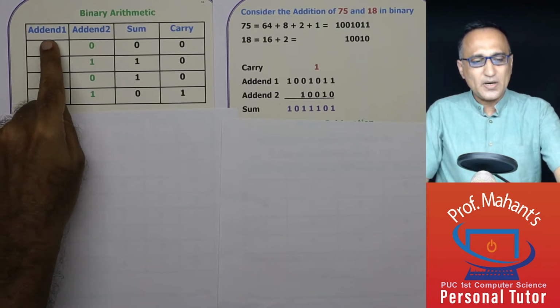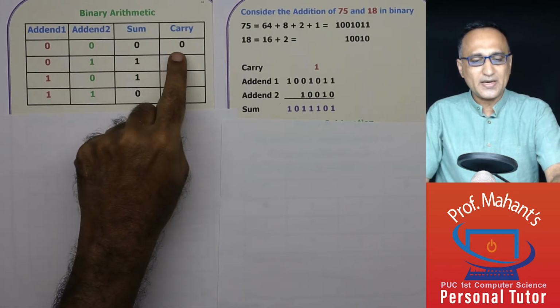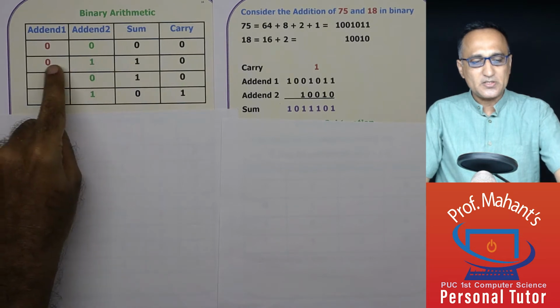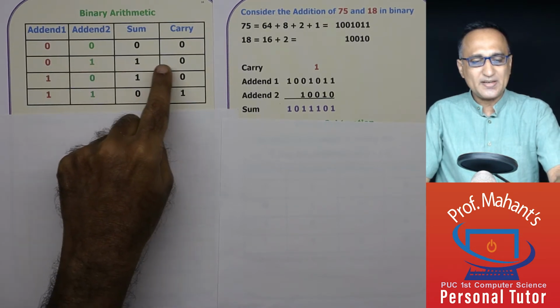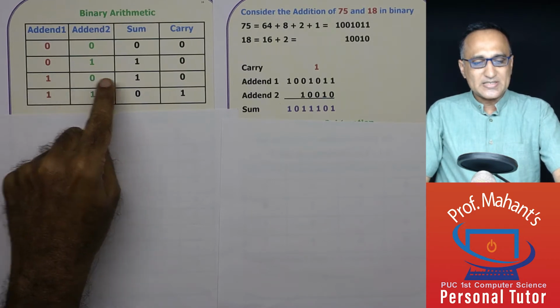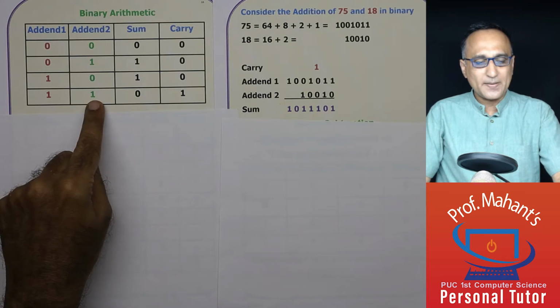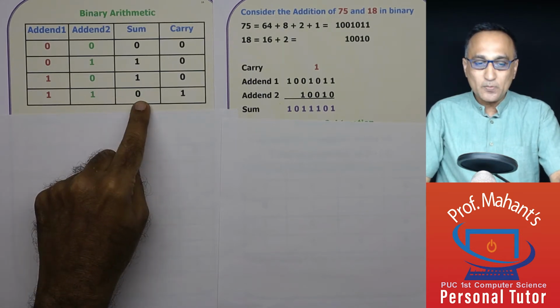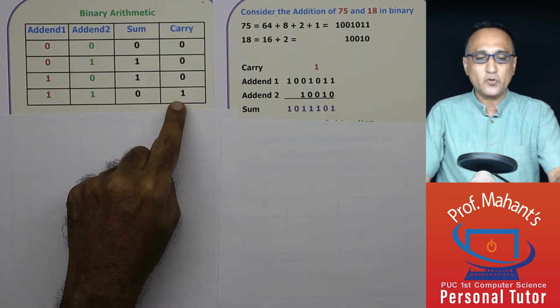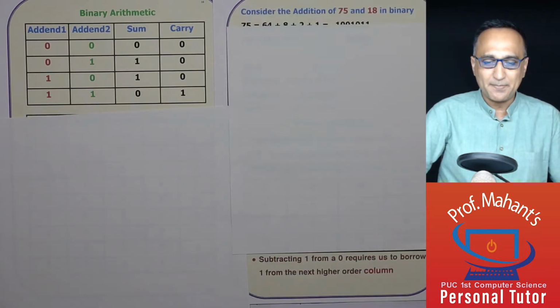So if this is number 1 and this is number 2: 0 plus 0, sum is 0, carry is 0. 0 plus 1, sum is 1, carry is 0. 1 plus 0, sum is 1, carry is 0. 1 plus 1, the sum is 0, but there is a carry of 1. So you'll use this rule to do addition, where I'll show you a particular example.